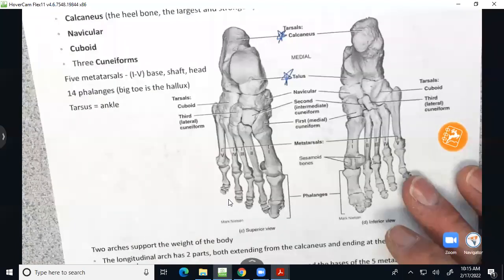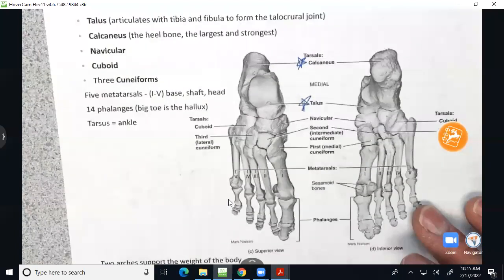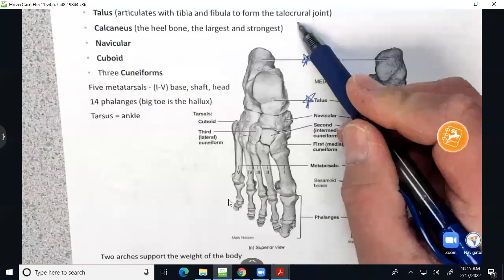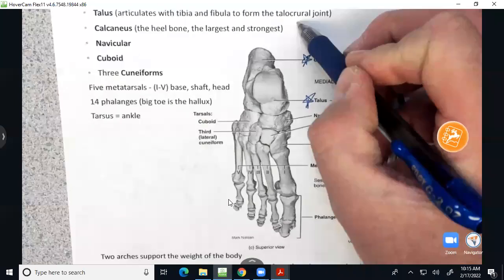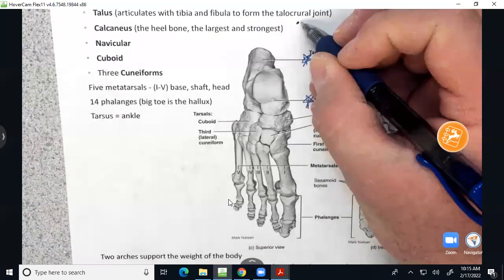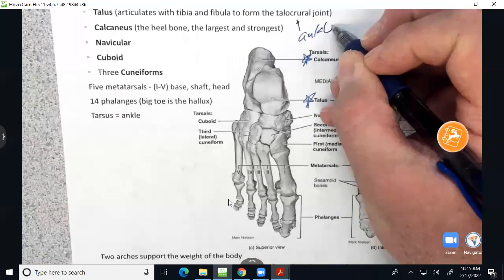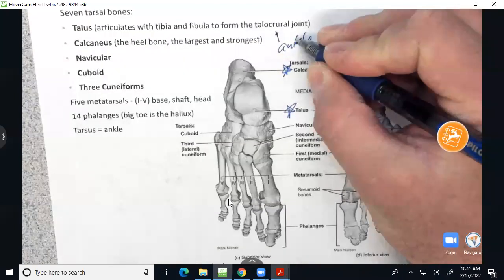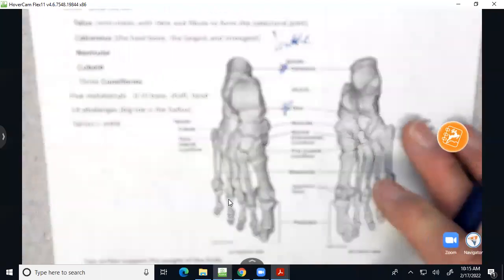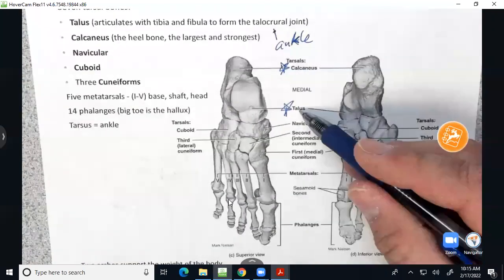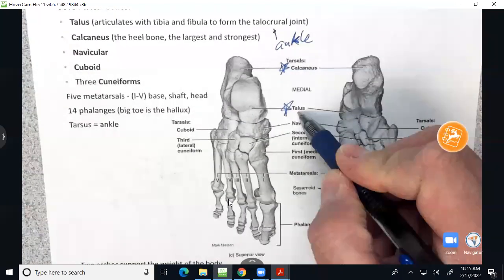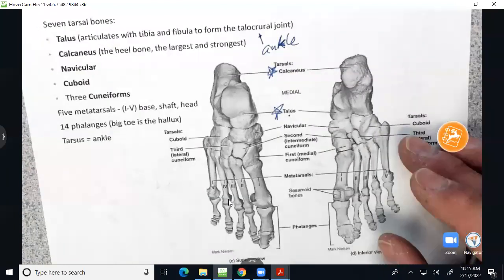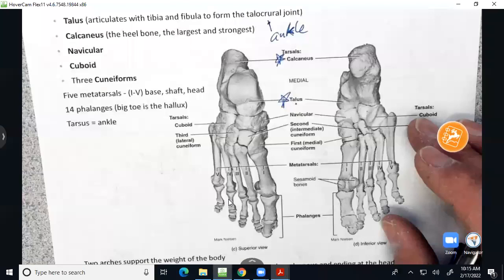That's the one that articulates with both the tibia and the fibula to form the talocrural joint. The talocrural joint is called that fancily, it's more commonly what we call our ankle. Okay. We call it the talocrural because it's between the talus, talo, and then crural. Remember, that's just a fancy word for lower leg. Okay, so that's where that term comes from.